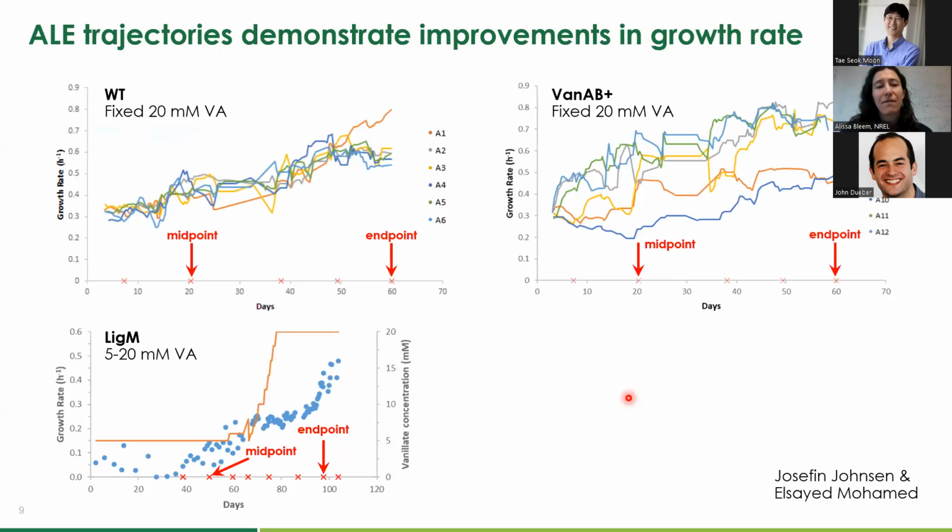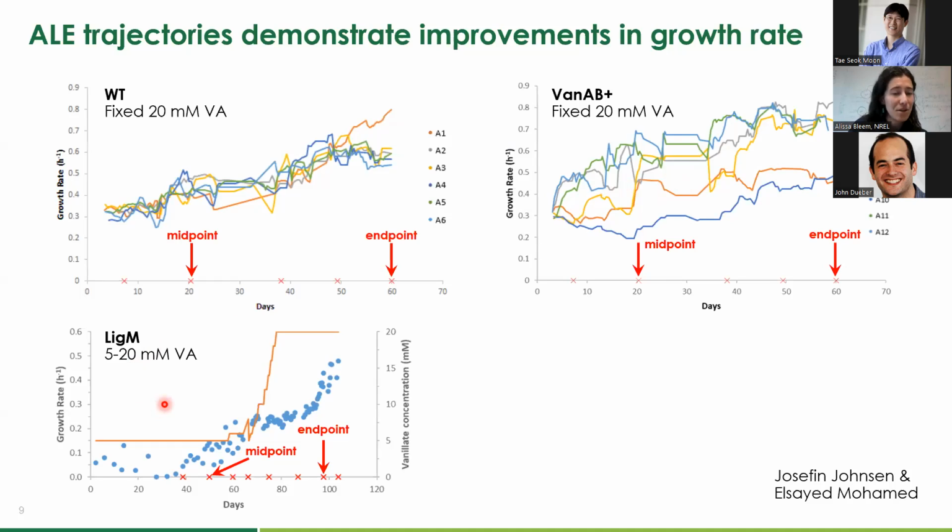So here's just a profile of the different trajectories of this ALE. ALE works. It allows your strains to grow faster. In the top left, you can see each of the 6 lineages that we evolved for the wild type strain. They started at a growth rate of around 0.3 per hour and got up to about double that by the end of the evolution. Similar was true for the VAN-AB plus strain, although these lineages were a little bit more variable.